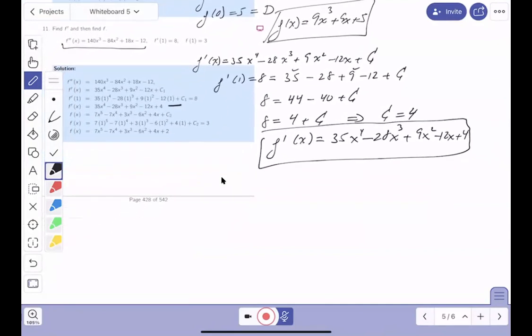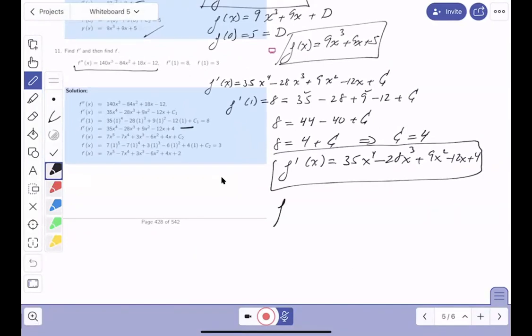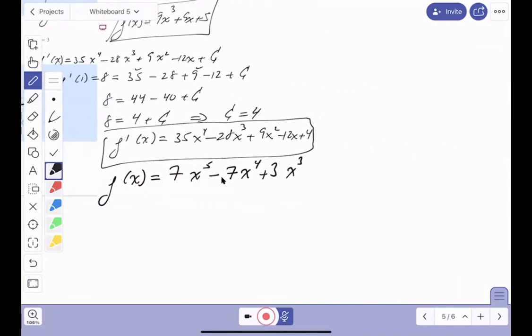Now, next thing I got to do is find f. All right. How do I do that? Go backwards. Let's see. That's going to be x to the 5th. 5 into 35 is 7 times. Minus x to the 4th. 4 goes into 28 7 times. Whoa. Plus x cubed. 3 goes into 9 3 times. Wow. Minus 12x squared, so it's x cubed. And 3 goes into 12 4 times. Plus 4x plus some new constant d.